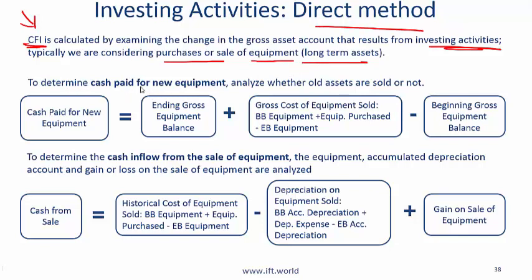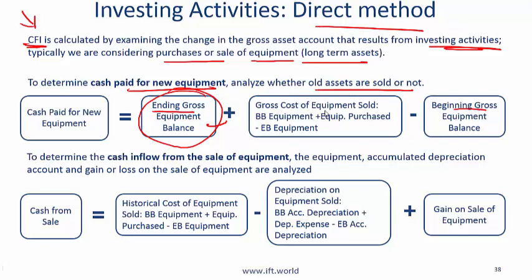Now, to determine cash paid for new equipment, we have to analyze whether old assets were sold or not. So remember this relationship. The cash paid for new equipment is equal to the ending gross equipment balance. By gross, we mean that depreciation is not subtracted. So look at the gross amount plus the gross cost of any equipment sold minus the beginning gross amount. So the key thing to remember is that we are using all gross amounts. Now, the beginning gross equipment balance is easy. That is read straight off the balance sheet. Or the ending gross balance and the beginning gross balance, these are easy.